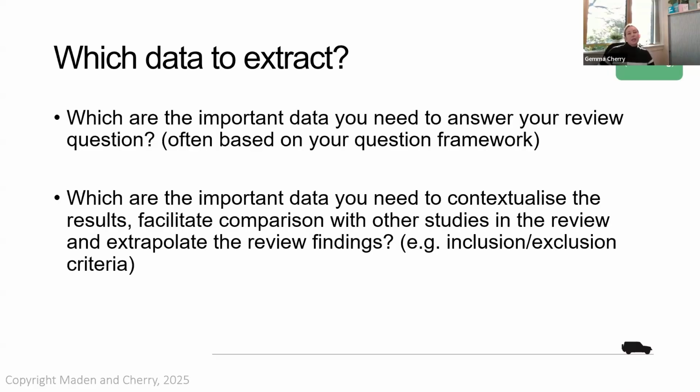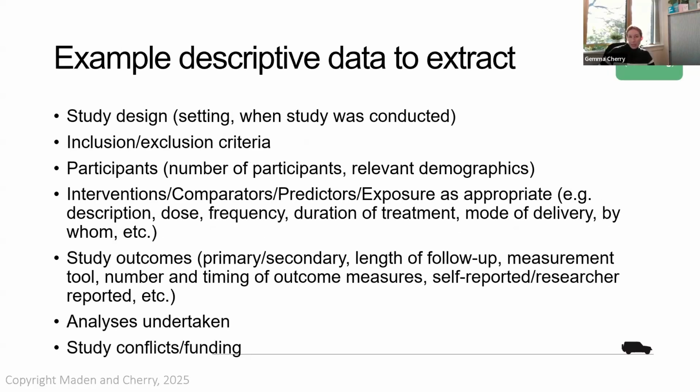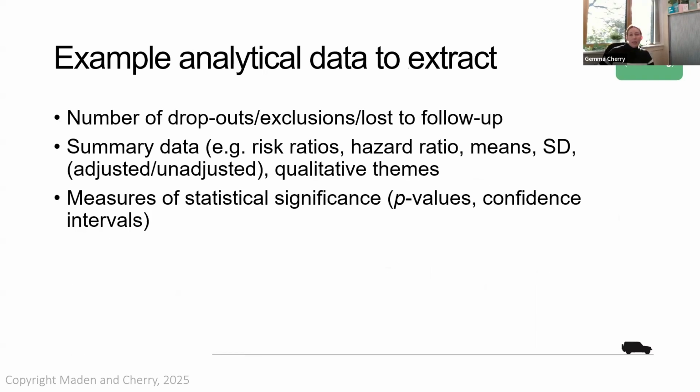Okay. So you may wish to extract the following descriptive data. So things like study design, inclusion exclusion criteria, participants, details of any intervention, any outcomes, analyses undertaken, and any kind of conflict of interest or funding. And then you likely will need some analytical data as well. So if you're doing a review of quantitative evidence, you may wish to have summary data, effect sizes, measures of statistical significance. If you're doing a review of qual evidence, you might want qualitative themes, first or second order quotations or interpretations.